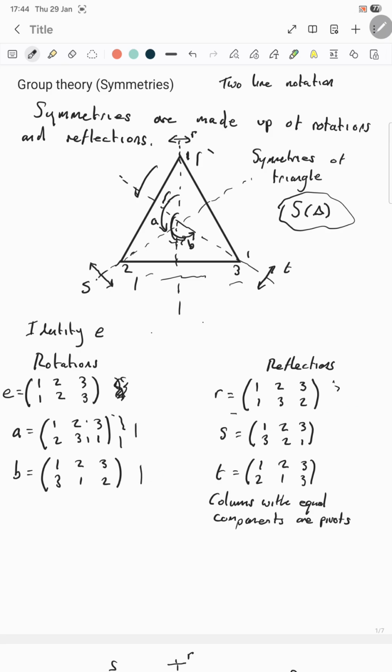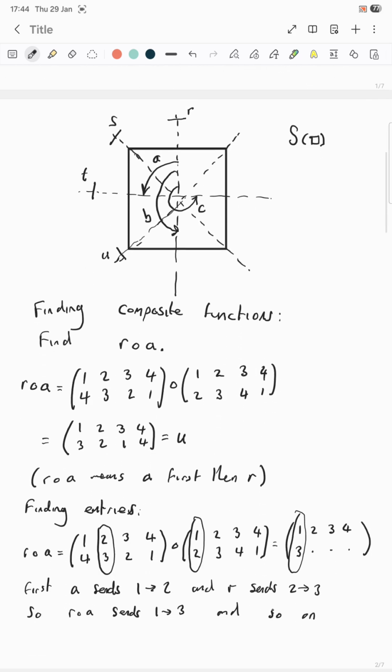And the reflections are, we're reflecting it in R here, so the R point, we go from 1 to 1, which is just fixed at R, and we're reflecting 2 and 3. So we're reflecting these two here for R, because when we're reflecting it in R, R is always fixed, and this is the point R, so it's just these two here. They're swapping places, and likewise for S and T. The columns with equal components are fixed points, and that's an example for a triangle.